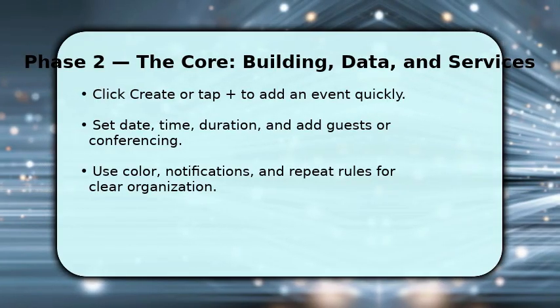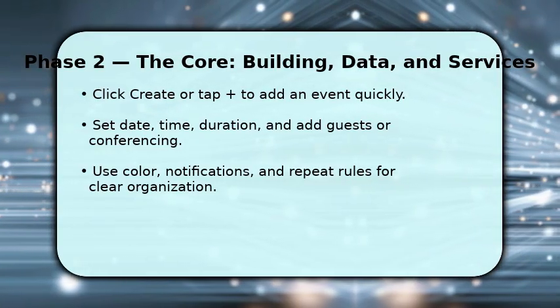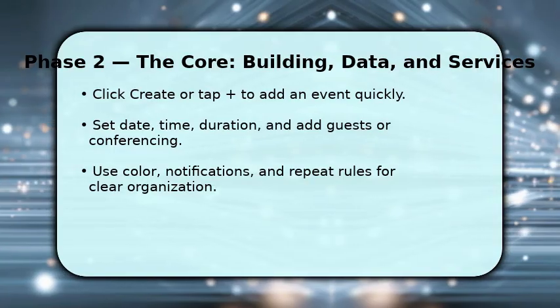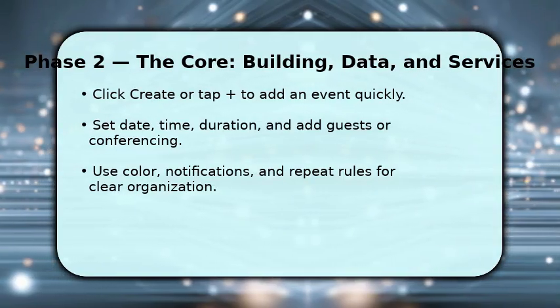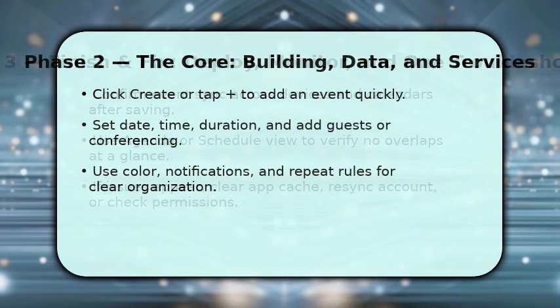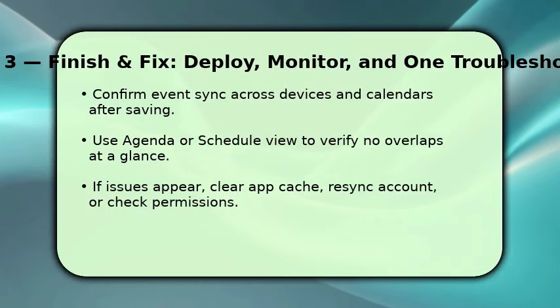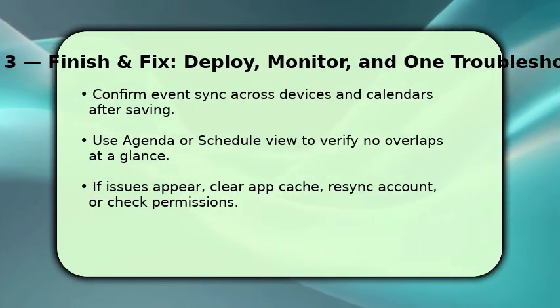Repeated events get a rule to avoid manual entry. These choices reduce clutter and make your schedule readable at a glance. You finish by reviewing saved events in Agenda or Schedule view to confirm everything synced across devices.